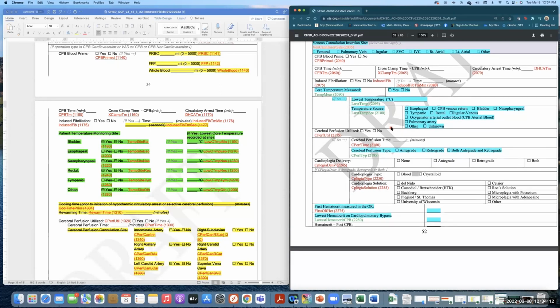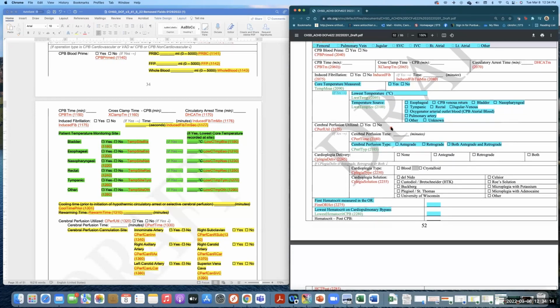Yes, absolutely. And now we're only recording one lowest temperature, so not the lowest temperature for each site. So it does clean this up a little bit and kind of decrease the data burden for these cases.